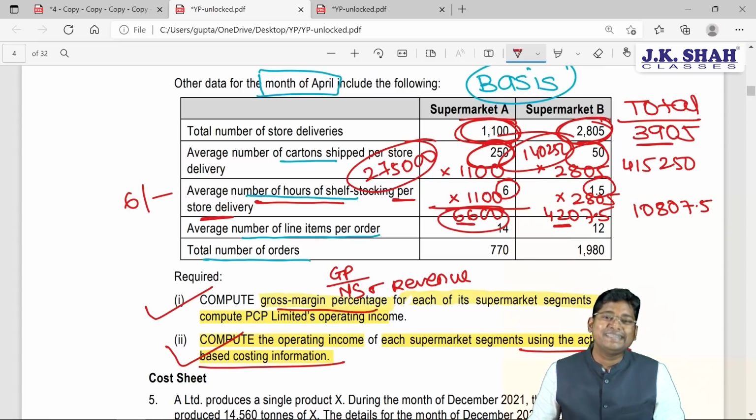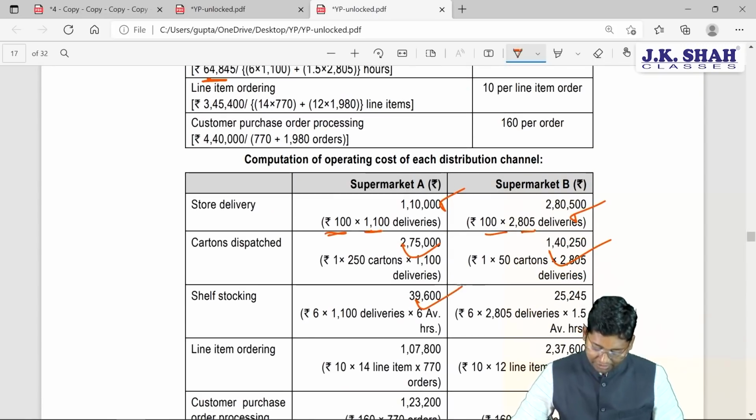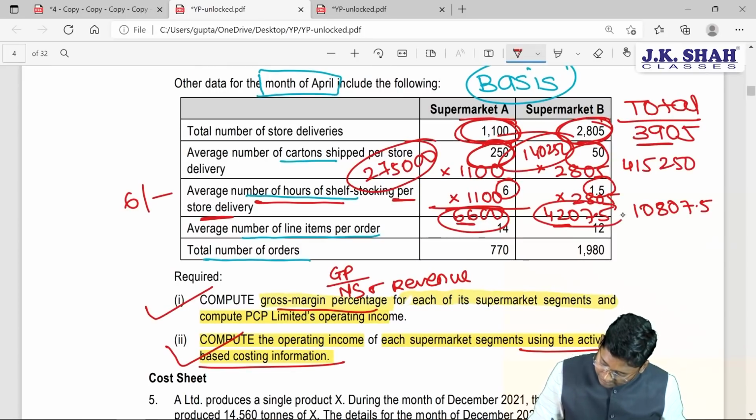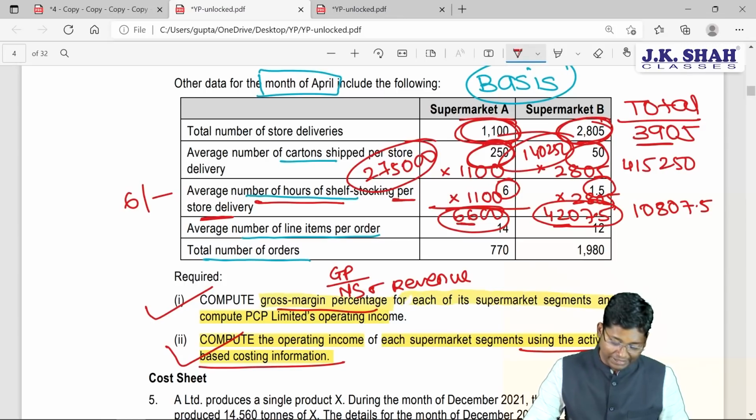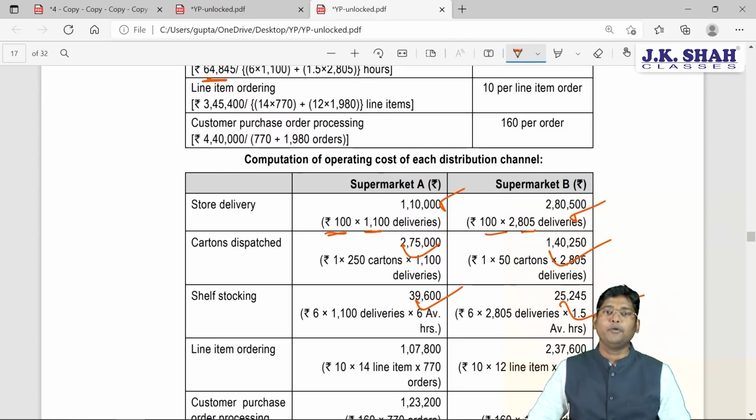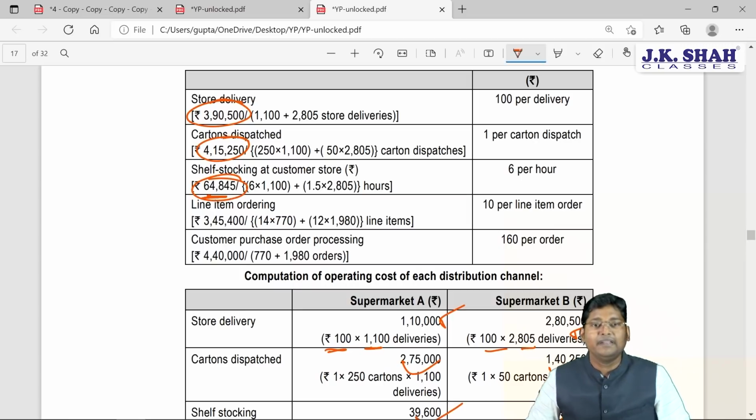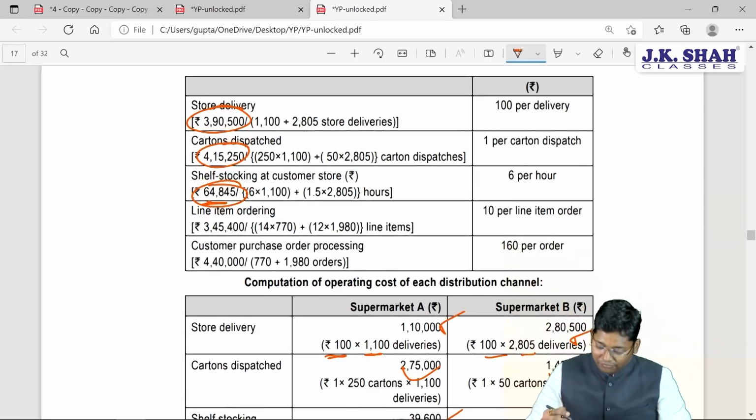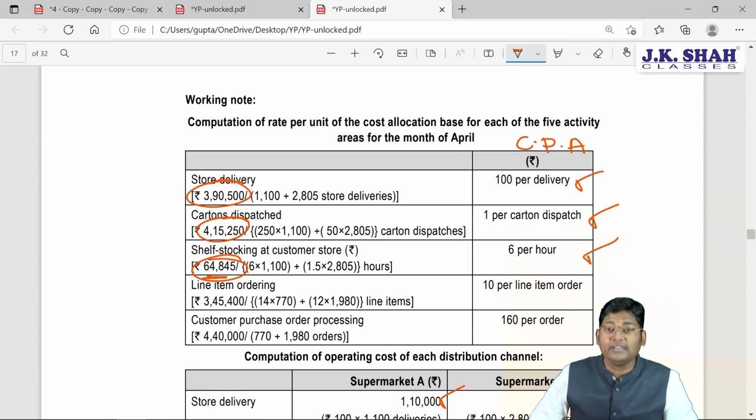6 rupees into 6600. Kindly calculate on the calculator. 6 rupees into 6600, you are going to get 39,600 on your calculator, and 6 rupees multiplied by 4207.5 hours is 25,245 you will be getting, and the same amount is given. See how we are calculating. We are just taking the total cost and dividing it by the concerned level of activity, the concerned cost driver, the concerned basis. Basis is not given directly. We are calculating that basis, and cost per activity we have already discussed how they are computed.